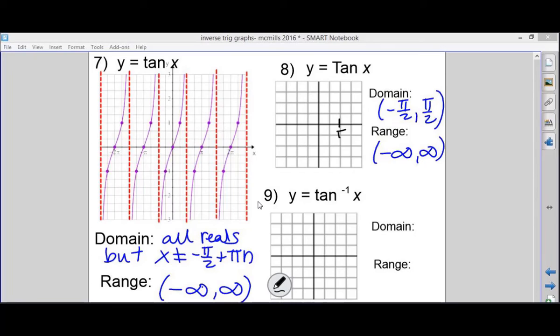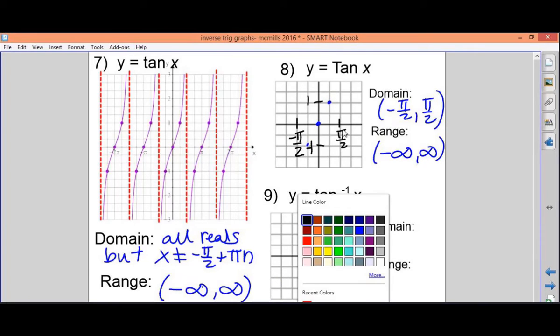The range we're also going to use parentheses because it goes on forever up and forever down, negative infinity to infinity. So now when we restrict it, we're just going to have to do 2 to the right is pi over 2, 2 to the left is negative pi over 2, 2 up is 1, 2 down is -1. And you're going to go ahead and draw on those asymptotes at negative pi over 2 and pi over 2. Here I have drawn in the points for pi over 4. Remember that the period of tangent is pi, but there's also critical points at pi over 4. And since the period is pi, the distance between critical points is pi over 4.